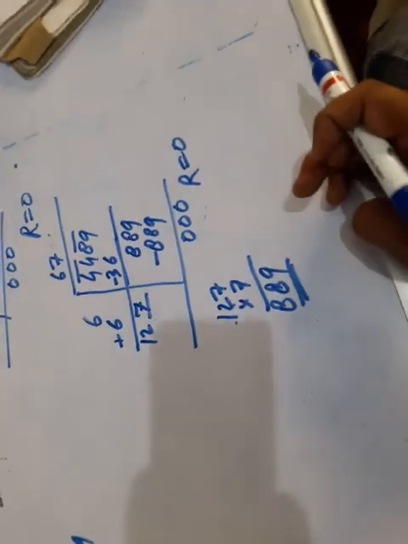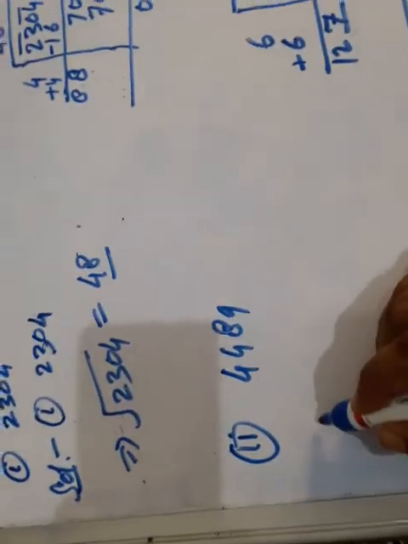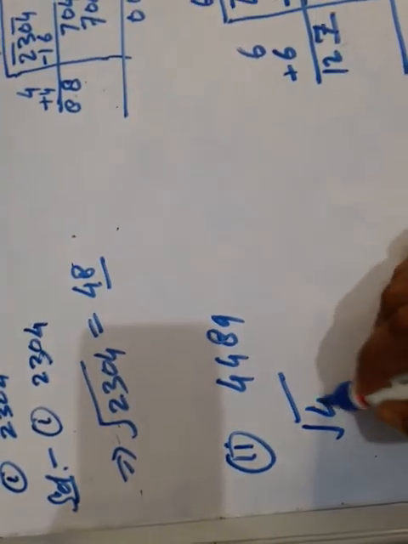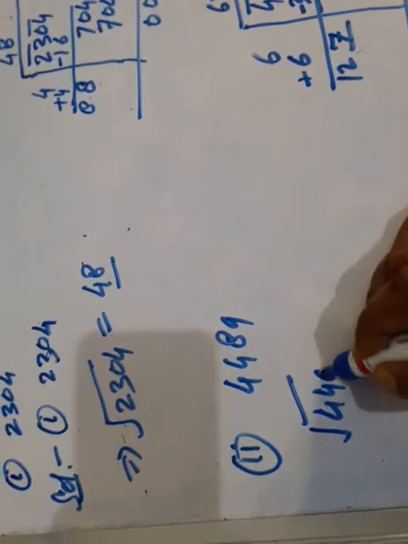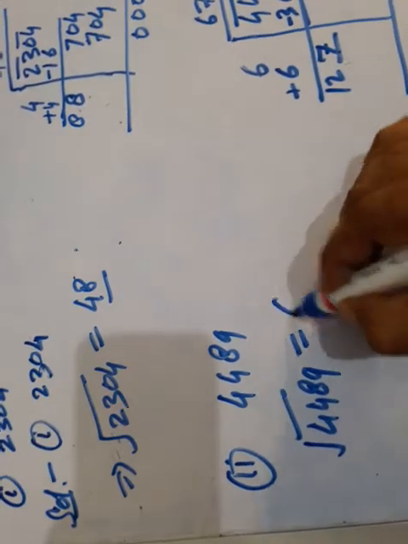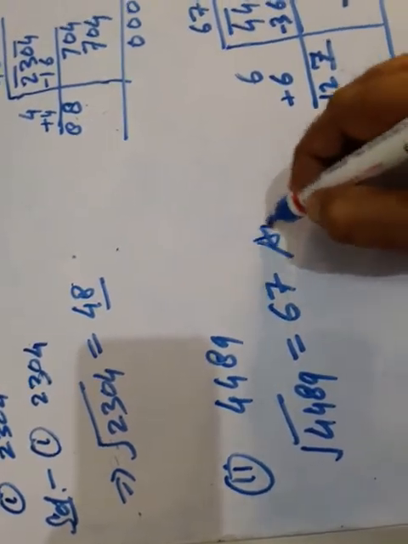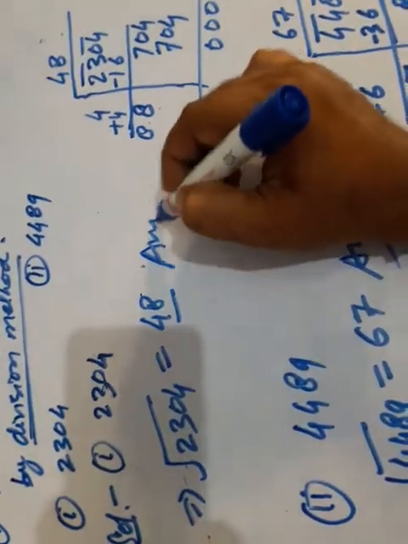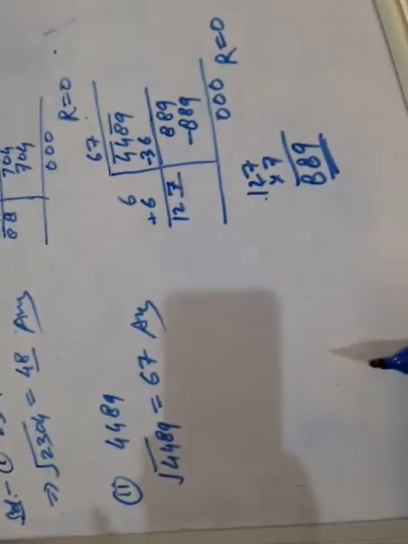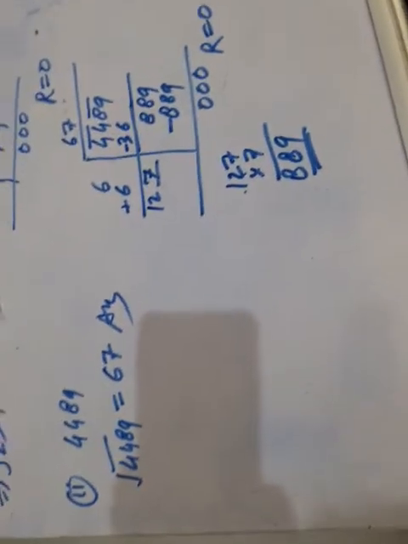Since the remainder is 0, the process of square root is stopped, and the square root of 4489 equal to 67. This is the answer, and this is how, children, we find the square root of the given perfect square number using the division method.